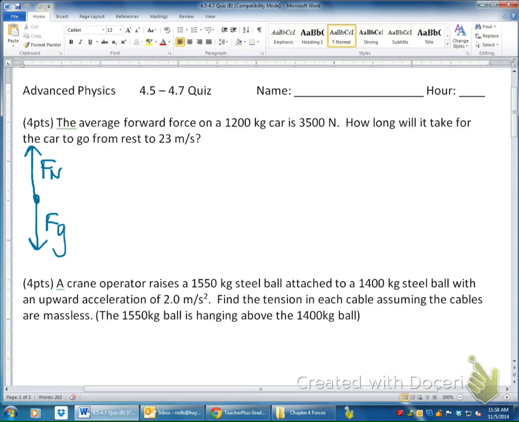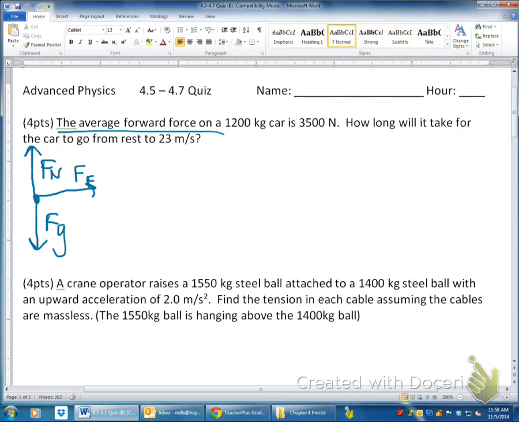Okay, what about this forward force here? We assume that it's going to be going in the positive direction, okay? So we're going to say this is going right here, and we'll just call it force forward. You could call it an applied force. You can call it whatever you want, okay? You don't have to label them exactly how I do. So that's our forward force.